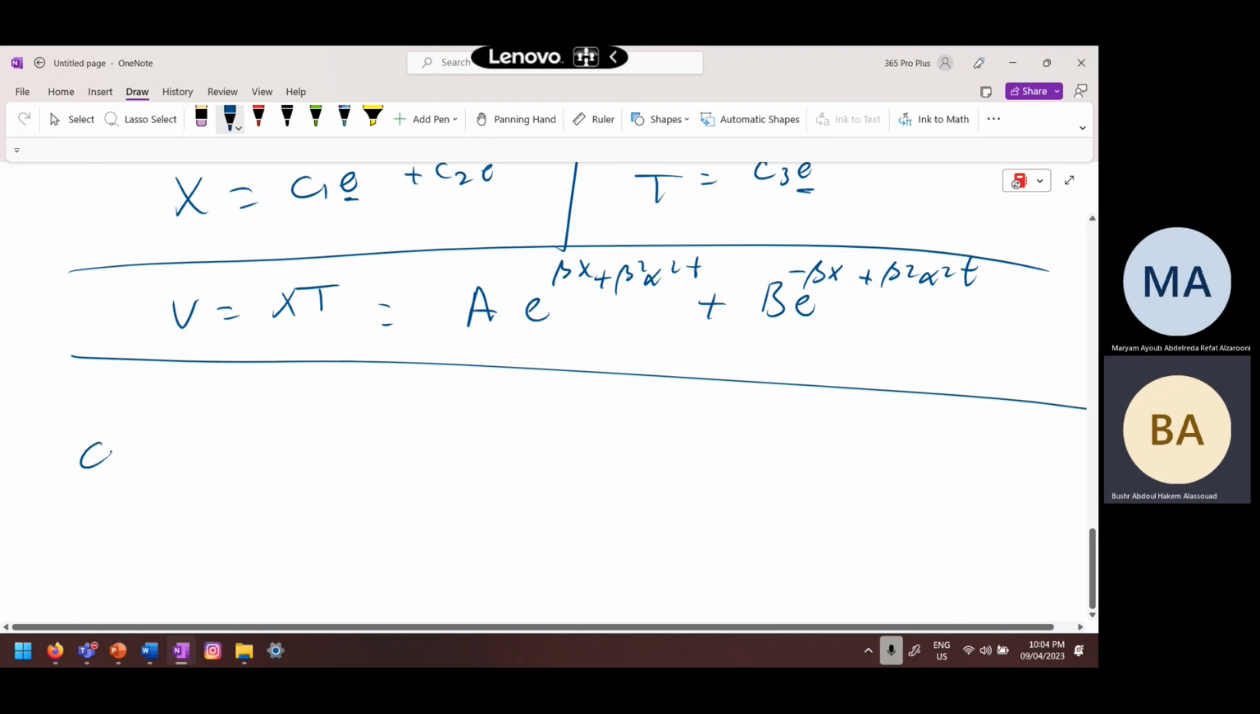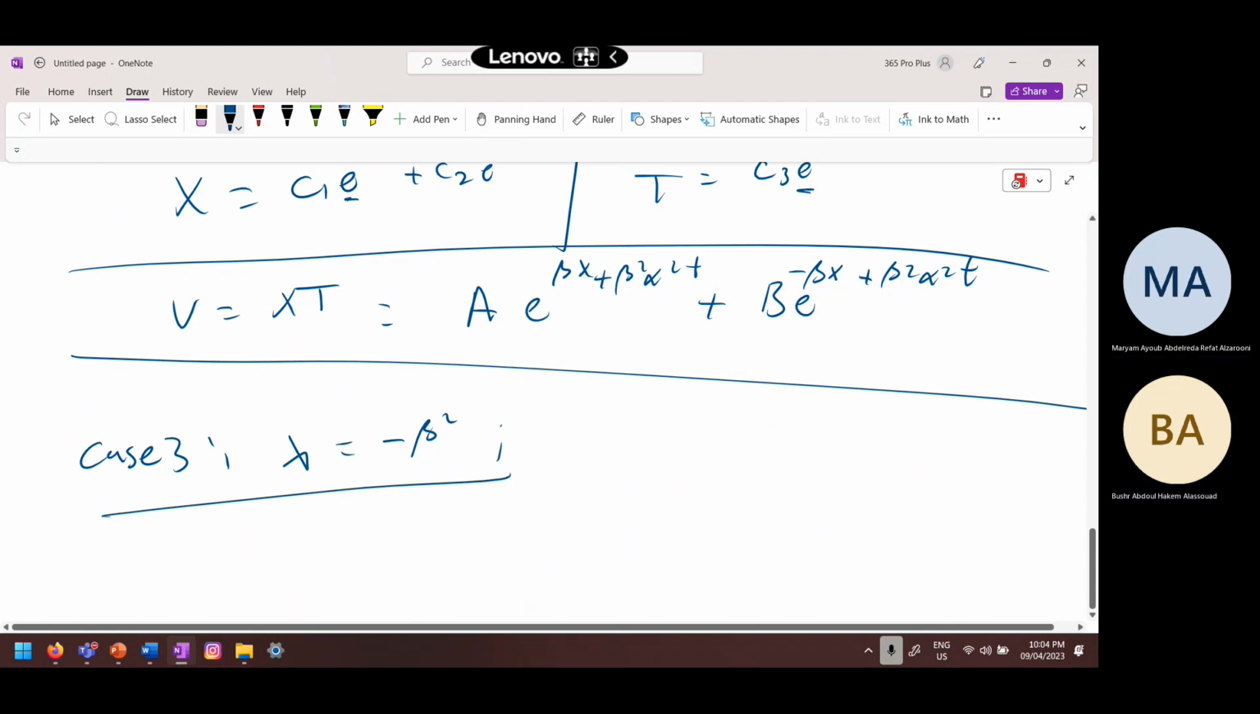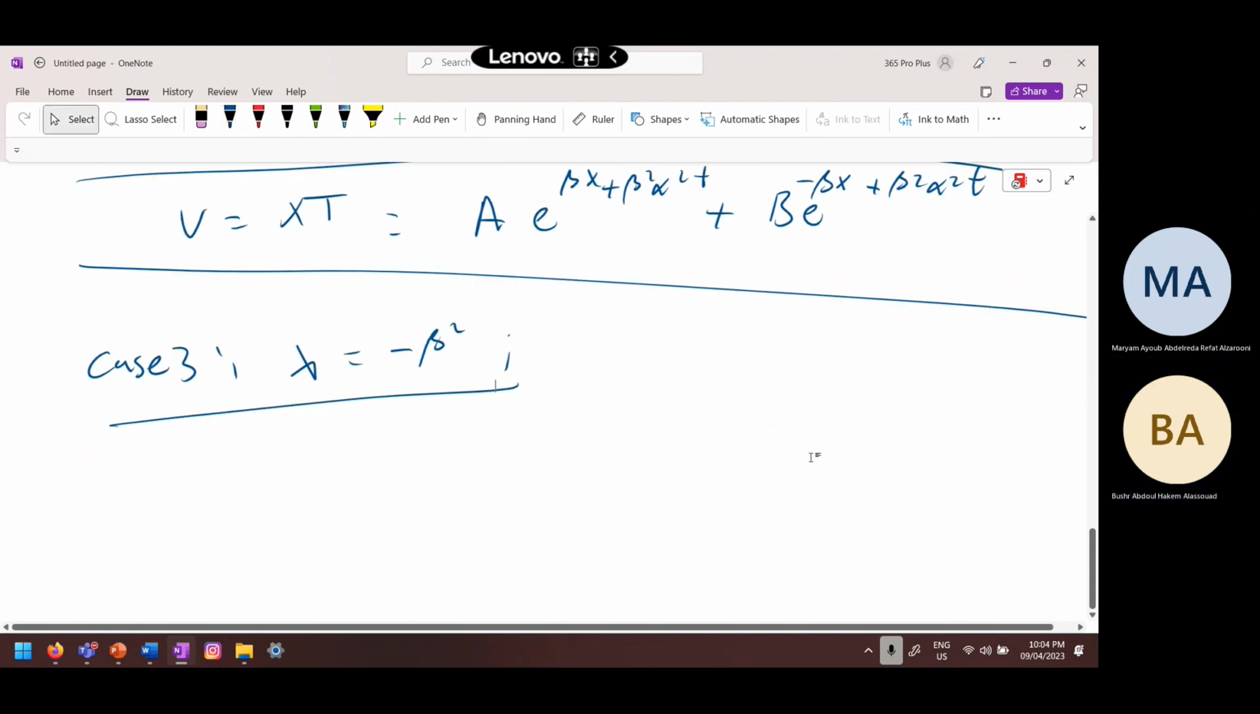As for case 3, lambda is equal to negative beta square. Okay.